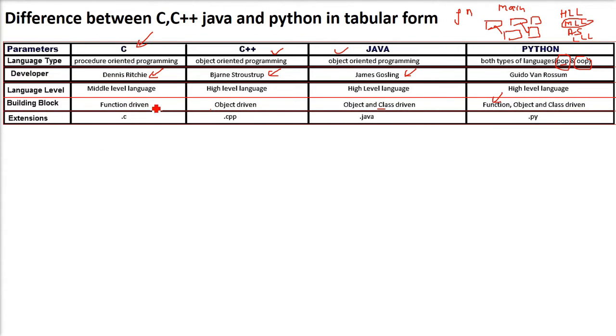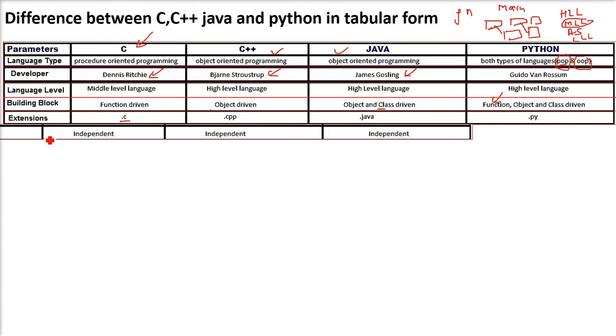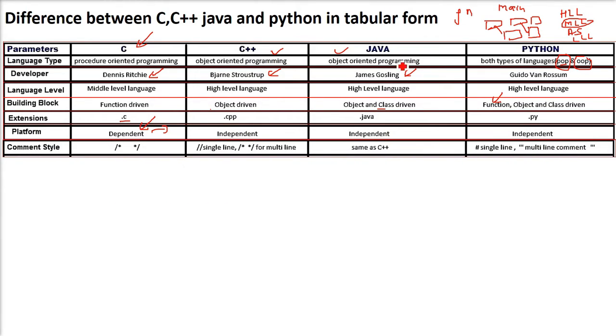When you make a program, what will be the extension? C will be .c, C++ .cpp, Java will be .java, and Python will be .py. Platform: C is platform dependent. Once you make a program in C, in another configuration it may work, it may not work. C++, Java, Python, they all are platform independent. You can make the program anywhere and you can port it and run in any other place. That is why Java has come in.